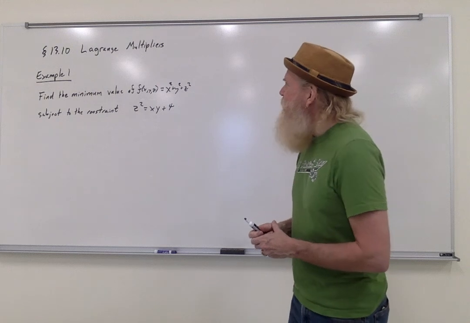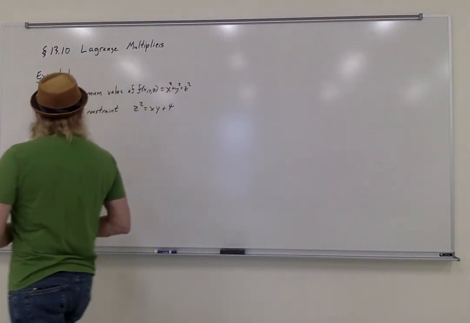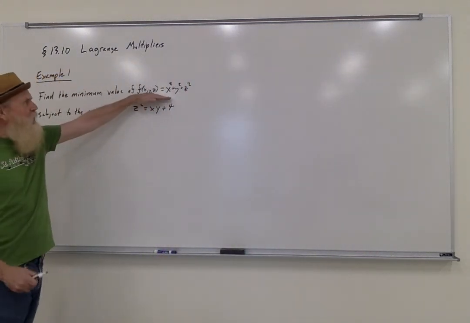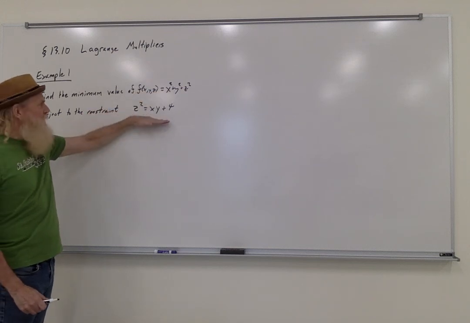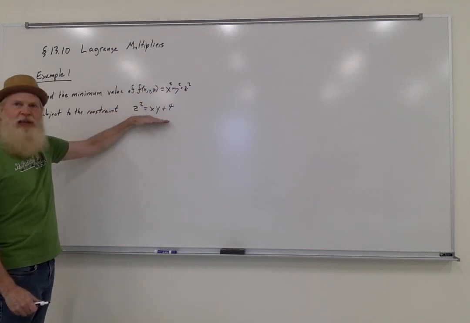As our first example, let's find the minimum value of the function x squared plus y squared plus z squared on the surface z squared equals xy plus 4.